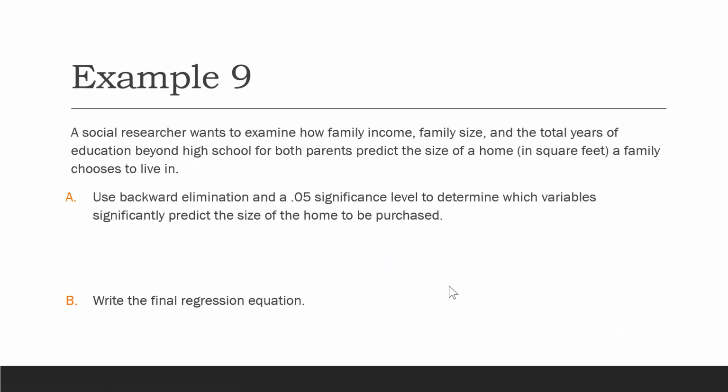Let's look at another example, and this time we'll go a little quicker through the entire process. So it says a social researcher wants to examine how family income, family size, and the total years of education beyond high school for both parents predict the size of a home in square feet that a family chooses to live in. We're going to use backward elimination and a 0.05 significance level to determine which variables significantly predict the size of the home to be purchased, and we're going to write the final regression equation.